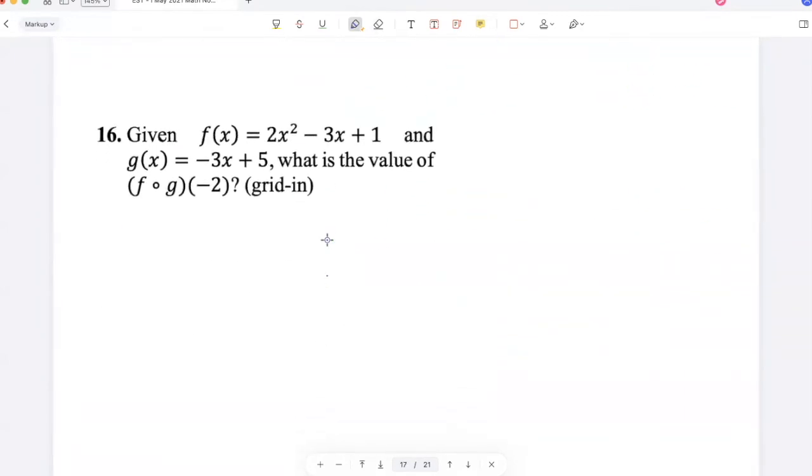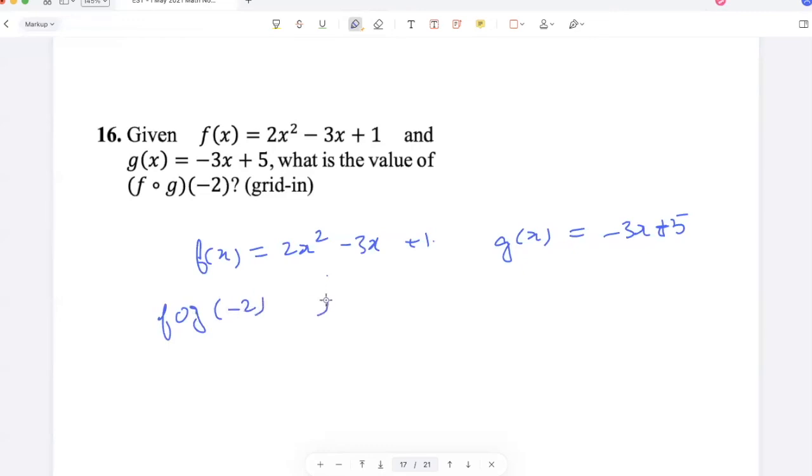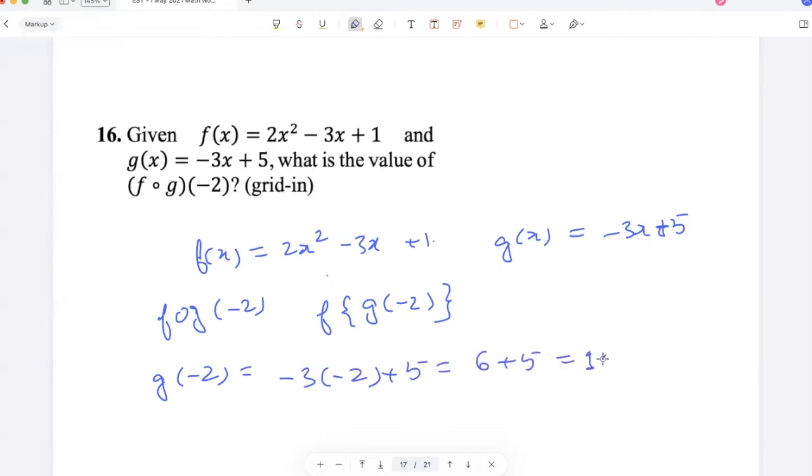16. Given f(x) is 2x squared minus 3x plus 1, and g(x) is minus 3x plus 5. What is the value of f of g of negative 2? So that's f of g of negative 2. So let's first find g of negative 2. Minus 3 into minus 2 plus 5. 6 plus 5 is 11.